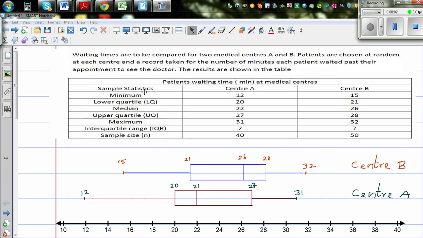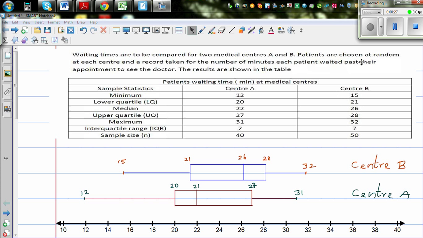In this video, I'm going to talk about how we can compare two data sets by looking at the summary statistics of two populations. Let's read the question. Waiting times are to be compared for two medical centers. This is center A and this is center B, and these are the summary statistics, or the sample statistics, for center A and center B.